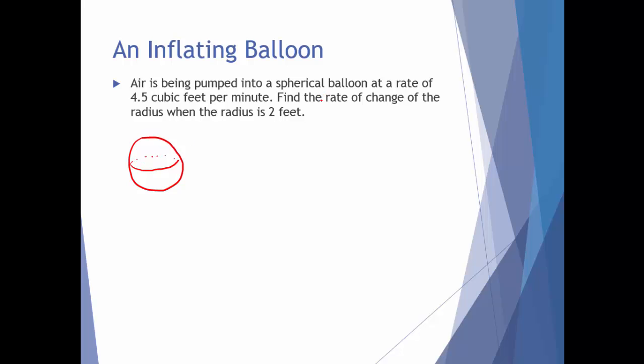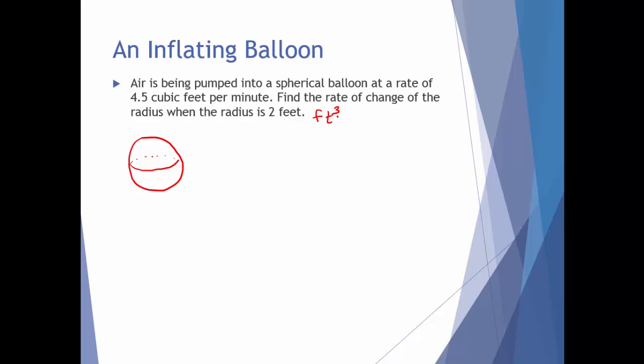Okay. We know that air is being pumped into this balloon at a rate of 4.5 cubic feet per minute. Now we need to figure out what that represents, and there's a couple of clues for that. So when you see this cubic feet, the other way to write cubic feet is feet with a cube on it.